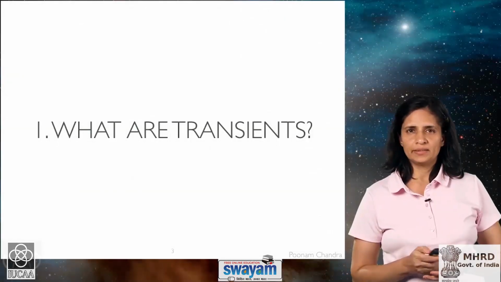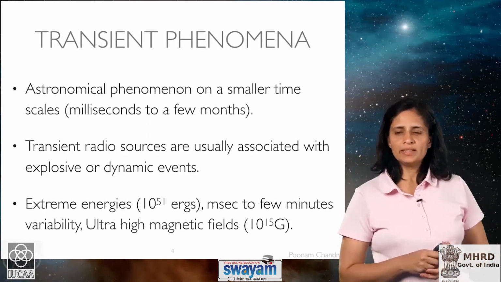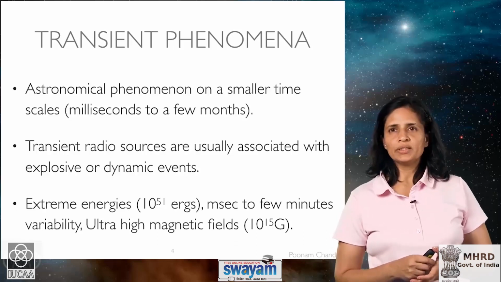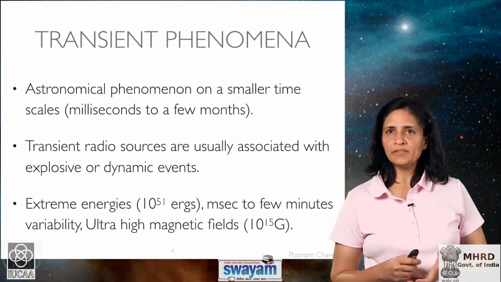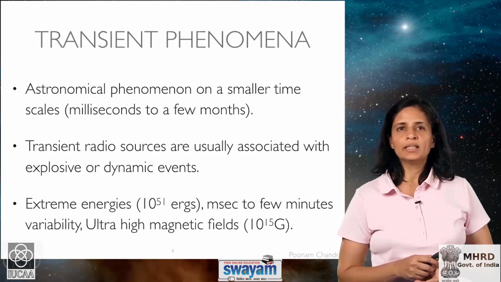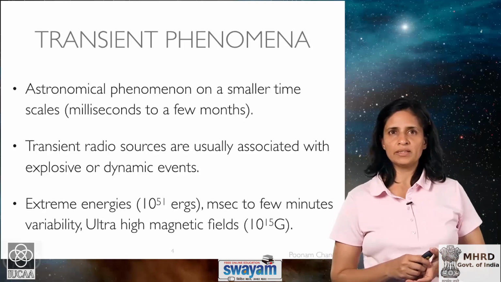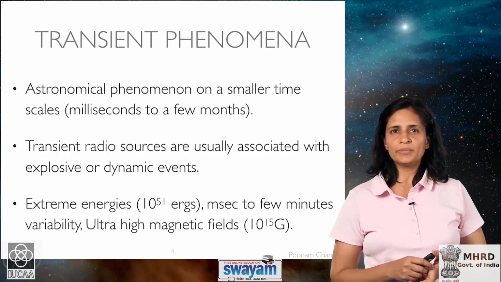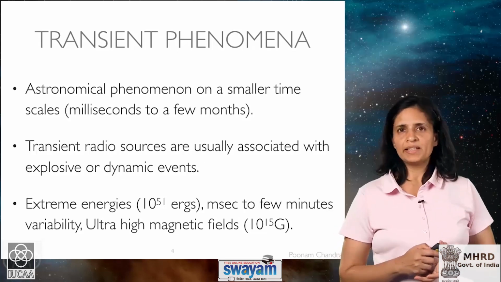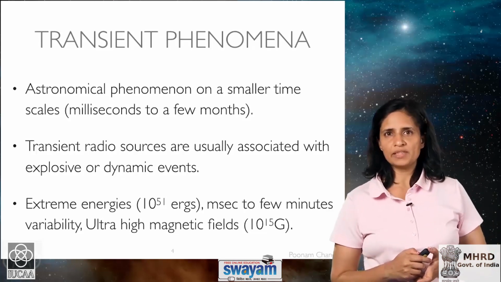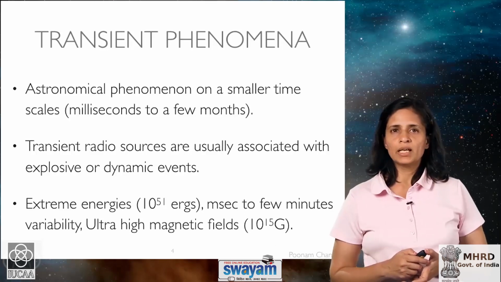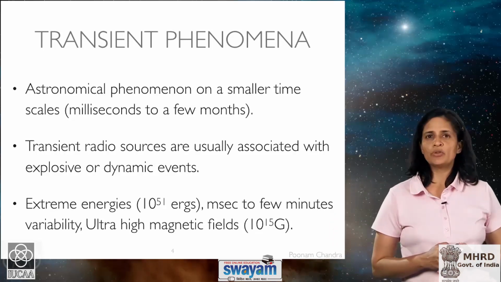So, what are transients? Transients represent one of the extreme phenomena in the universe. Why do I say that? Because in our universe, where the universe itself is 14 billion years old, the stars live from several million to billions of years. Even the nearest star is 4 light years away from us. Any astronomical phenomenon which is happening on a milliseconds to few months time scale is certainly representing the extremes in astrophysics, and they are usually associated with explosive or very dynamic events which are associated with extreme amounts of energy.